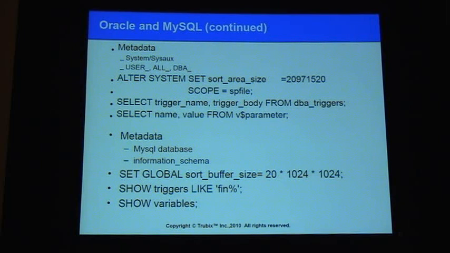In Oracle, you would type select name, value from the v$parameter view to take a look at your server parameters. In MySQL, you can just say show variables. So once again, very, very simple to get up to speed.